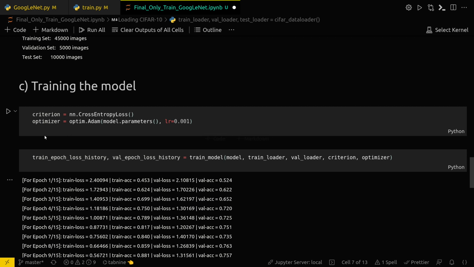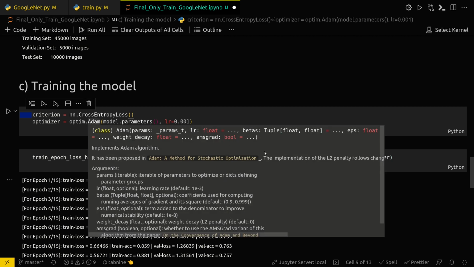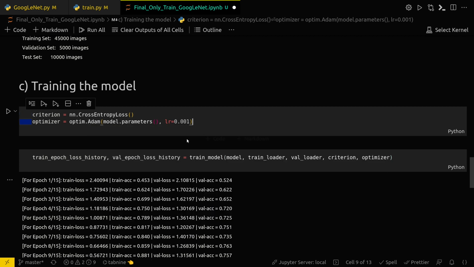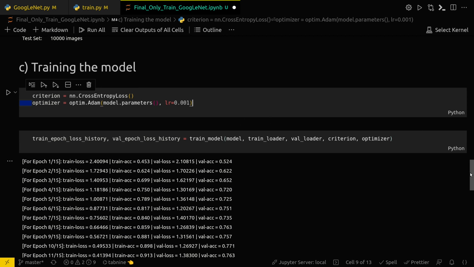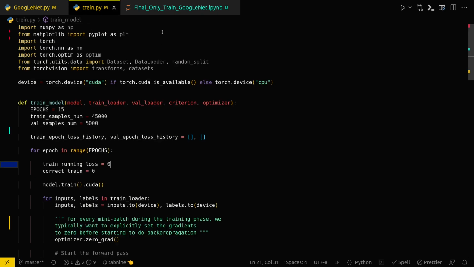And finally, before starting the training, I have to mention the criterion and optimizer. As I said previously, it's a multi-class classification problem where the purpose is to classify them among 10 different classes of CIFAR images. So I have to use cross entropy loss. And for the optimizer, I'm using optim.Adam optimizer. Learning rate, I'm using the standard one, 0.001. And then I'm invoking my train model that I defined in this file.